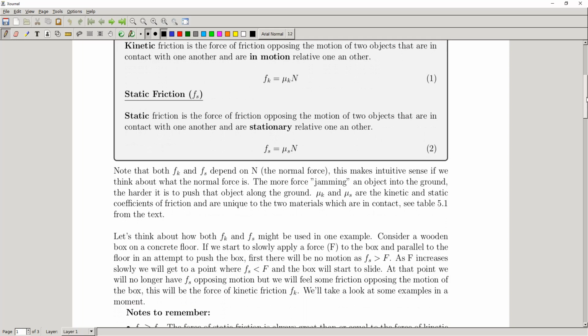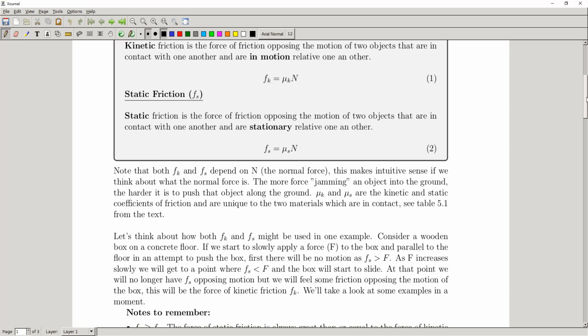We were talking about the normal force and then mu k and mu s. Okay, so these are just our coefficients of friction. So coefficient of kinetic friction or coefficient of static friction, depending on which type of friction we're talking about. And these are just numbers. These are numbers that we can look up in a table, and they're going to depend on the types of materials that are in contact, right? So, for example, if we had a wooden box on a cement floor, there's going to be some coefficient of kinetic and static friction that we need to look up from a table, and you can look up that information from table 5.1 in your text.